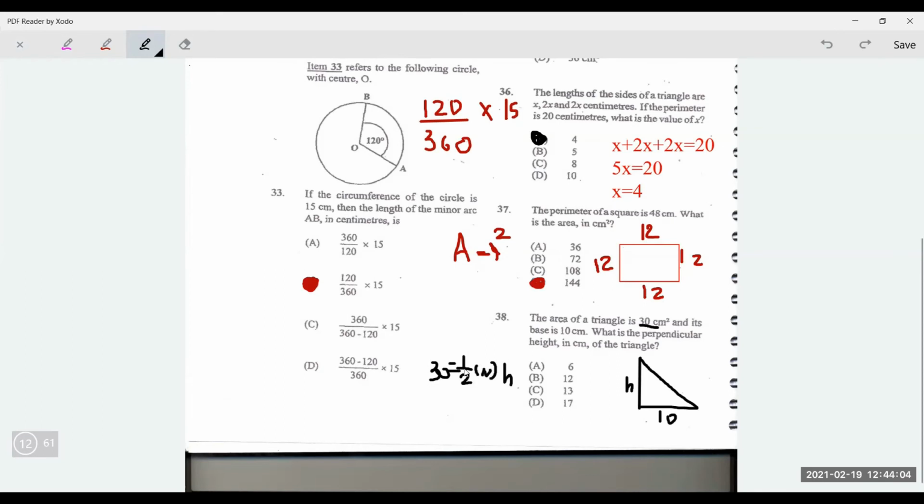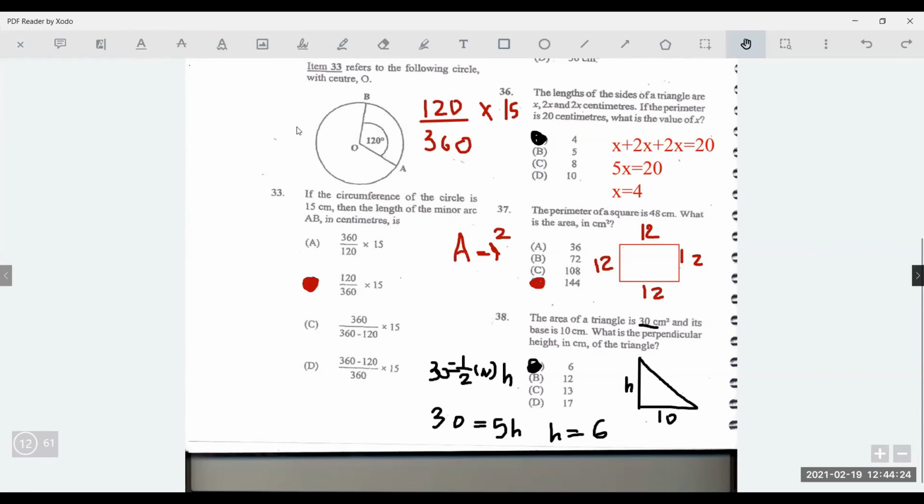Now 10 times a half is 5, and so you get 30 is equal to 5h. And so you divide both sides by 5 to get h equals 6. So that is the height of the triangle. Nice and easy.